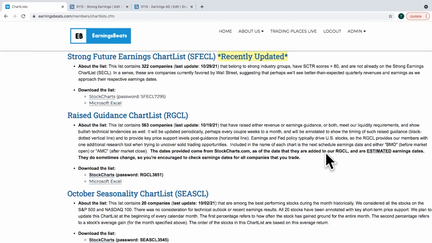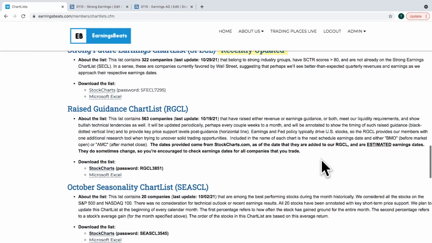So if you're interested in companies that have strong earnings, that have raised guidance, and also maybe have strong AD lines, I'll show you at the end of this how you can put those chart lists together in a scan and literally zero in on what could be some of the best stock candidates for trading.